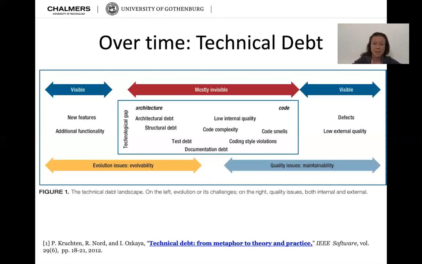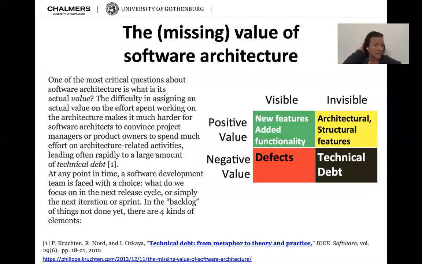So that is something that Philipp and colleagues treat in detail in the article Technical Debt from Metaphor to Theory and Practice, which is from 2012, so that's way more recent. And it kind of builds on the idea of what is the actual value of software architecture and how can we make sure to maintain that, as we know that over time technical debt is going to creep in. So with that, he has this other model that says missing value of software architecture.